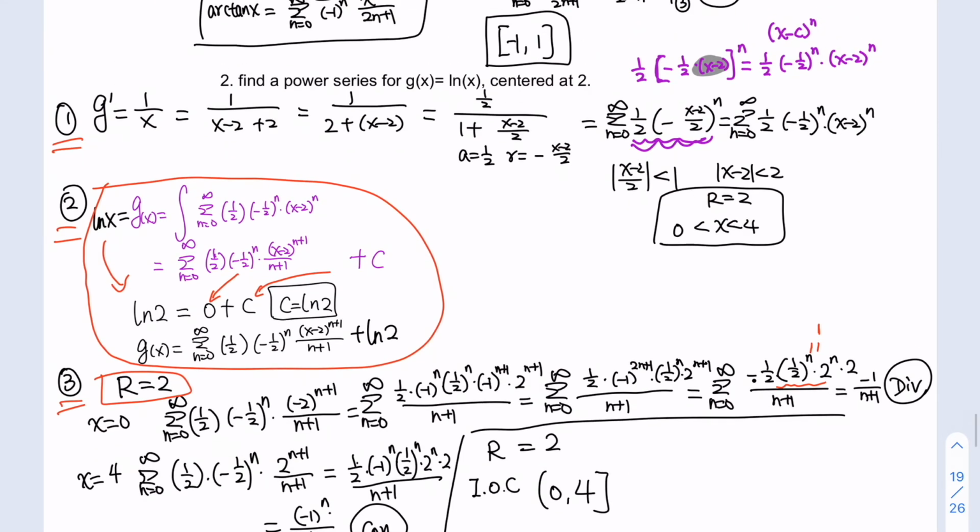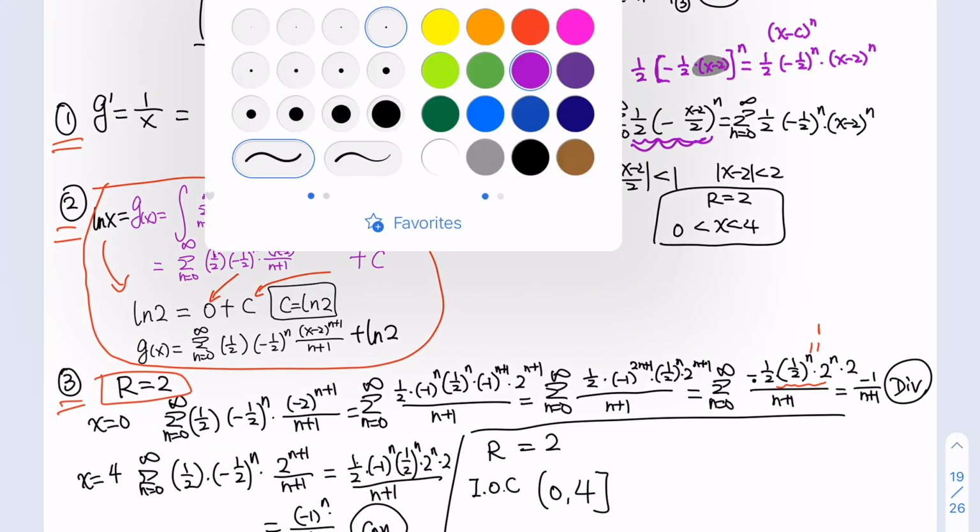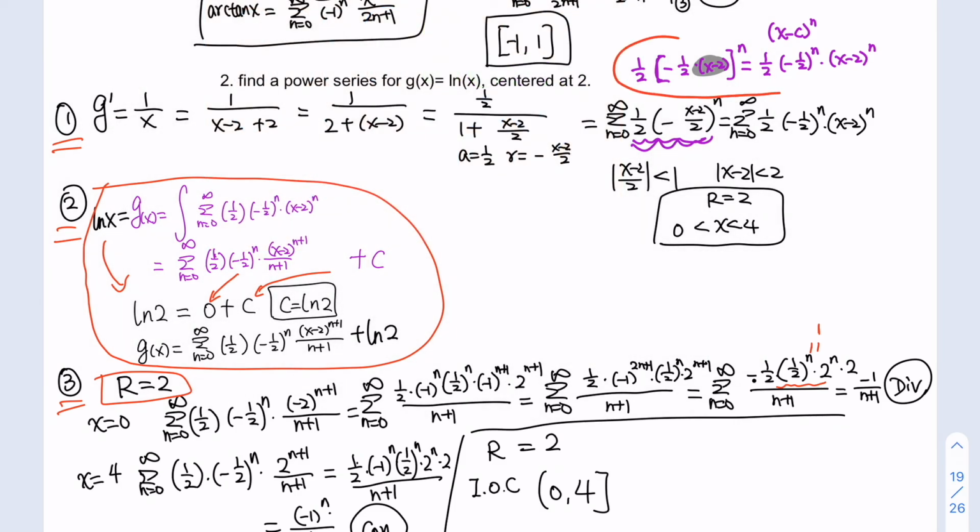Here's my answer key for problem number 2. This is how you simplify. We want x minus c to the n power here. So we write it this way, and we take the antiderivative. Solve for constant c, not 0 anymore. R equals 2, check the boundaries. Look at the algebra here, it's a little bit tedious. Final answer right here.